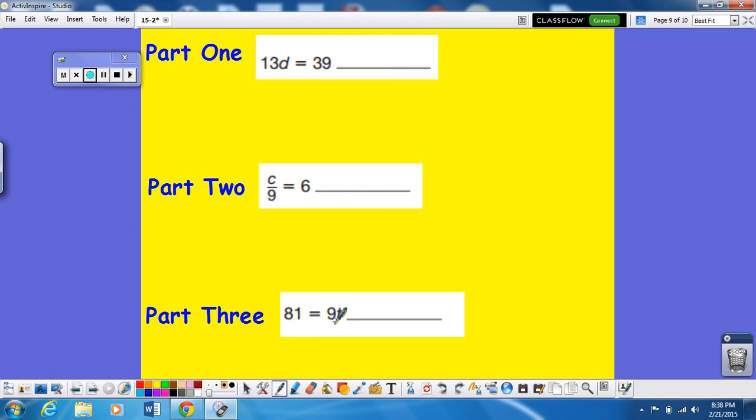And back down here, to get this variable by itself, this is a number times a letter, so you're going to have to divide. Show me these 3 equations on your notes page with part 1, part 2, and part 3. I want you to write the equation, and then I want you to show me how you work the problem out using inverse operations.